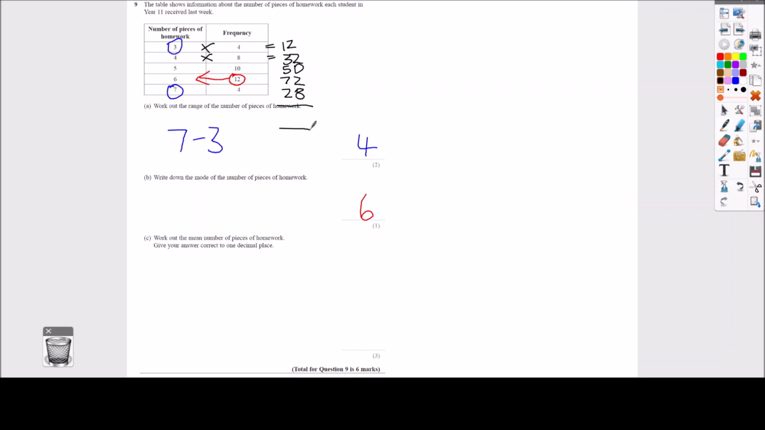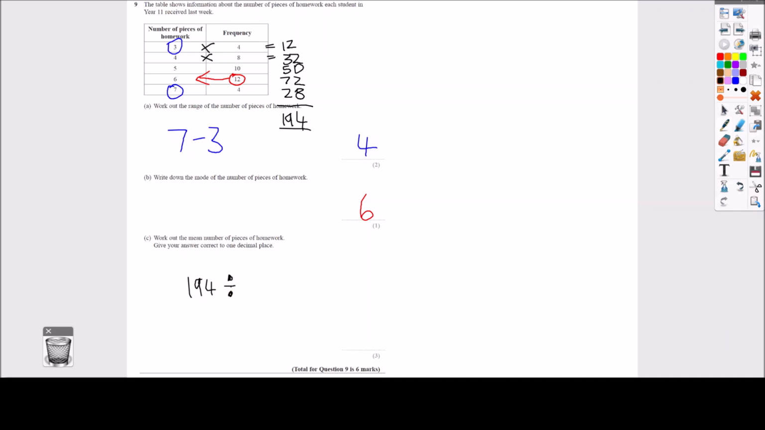So if we add up all those black numbers there in that column, that will give us the total number of homeworks that were set over the week. So 12, add 32, add 50, add 72, add 28. That is 194 homeworks. So take your 194 homeworks and divide that by the number of pupils.